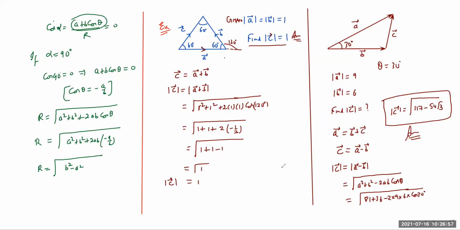Let's see. Okay, this answer means 117 minus 54 root 3, and the root is coming 4.8, so my answer is coming 5.1. So of course your answer is not correct. Anyway, don't worry.